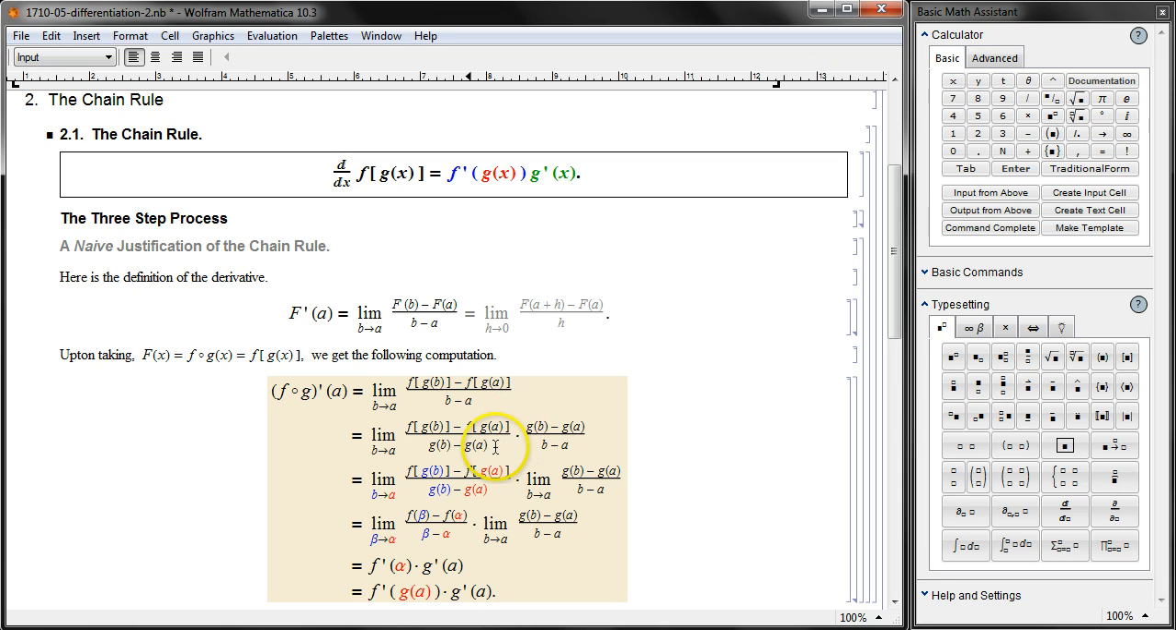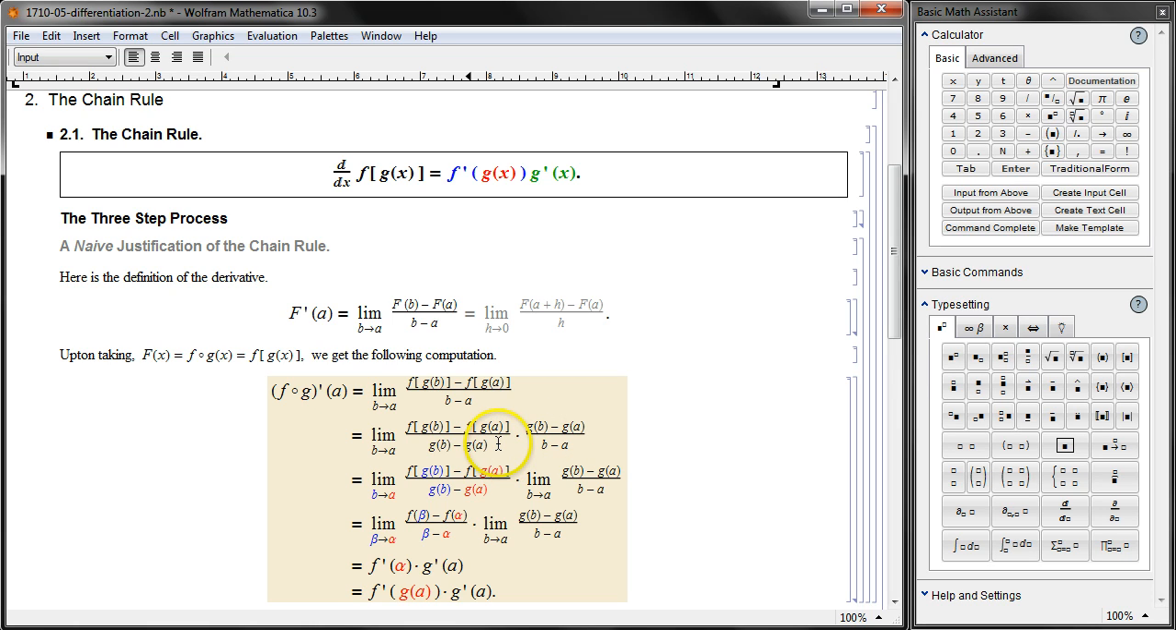Now let's divide and multiply by the same quantity, g of b minus g of a. Essentially, we just multiplied by 1, so I didn't change anything. Consequently, the second line is the same as the first line. There's a bit of an issue, but we're going to come back and do it a bit later, after finishing this initially.